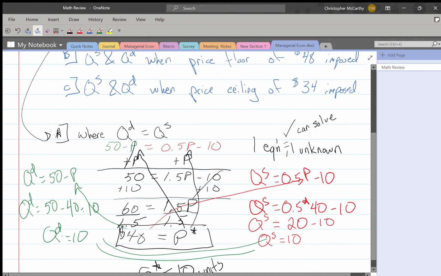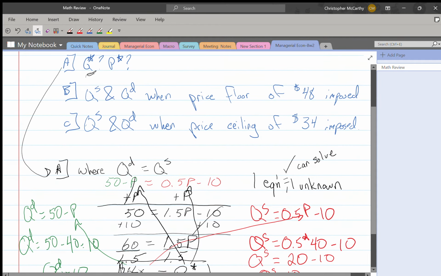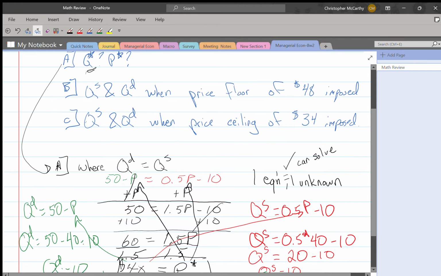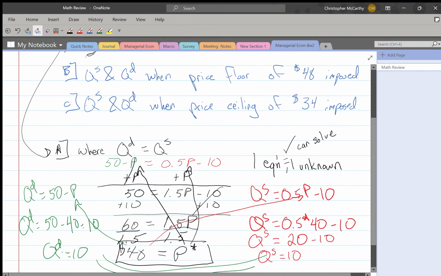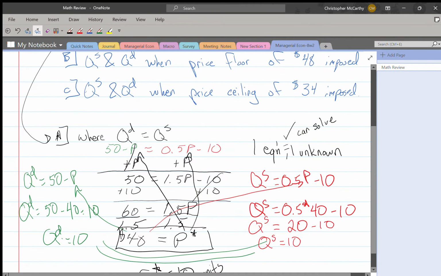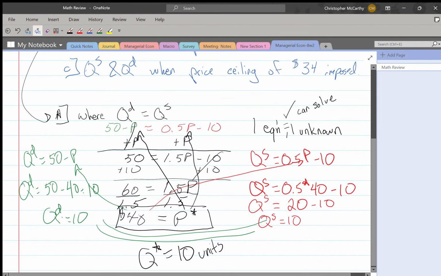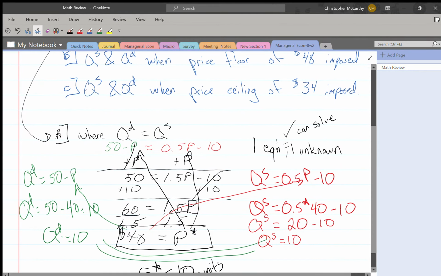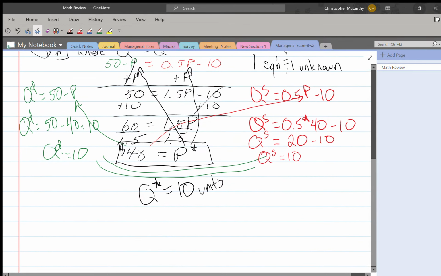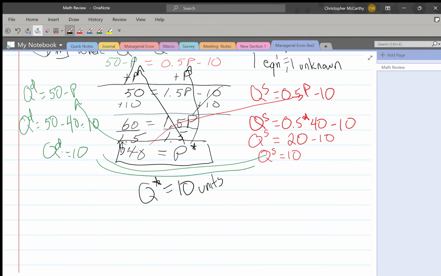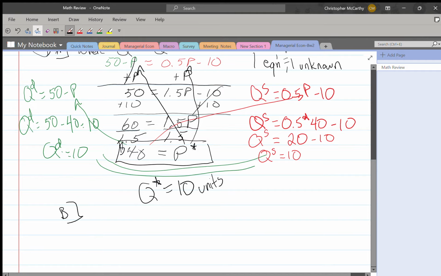So what else does it ask? Well, it asks us about a price floor and about a price ceiling. So the best way to tackle these problems, I think, is to use your supply and demand graphs. We're told it's a price floor of $48. So let's very quickly just do a rough graph here.